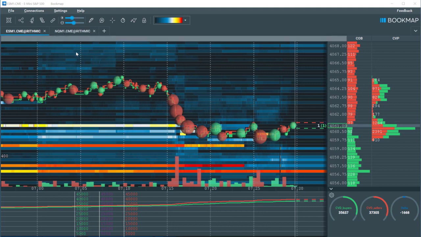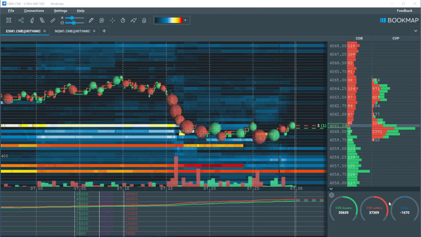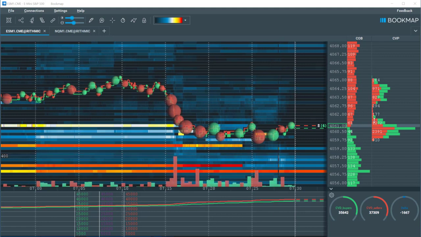Below the toolbar are the instrument tabs. At the bottom, we have the subchart indicator panel. To the right of the indicator panel are the widgets for the indicator panel. Above the indicator panel are volume bars. To the right are the data columns, including the current order book, which we have here.